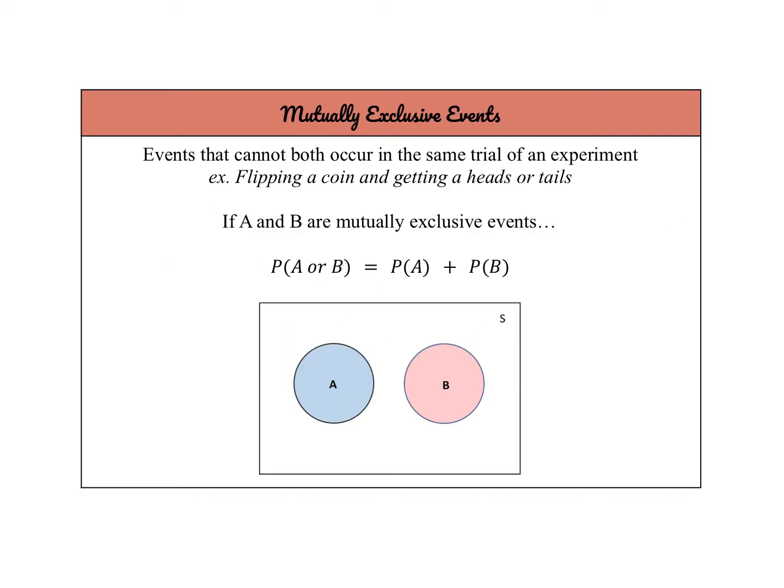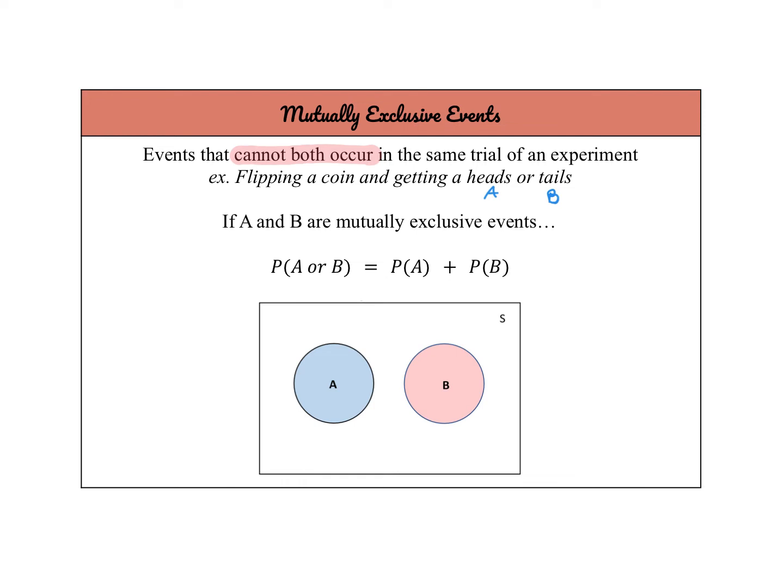All right, let's start by talking about mutually exclusive events, which are events that cannot both occur in the same trial of an experiment. For example, if your experiment is flipping a coin and the two events are getting a head or getting a tail, let's call this event A and this event B, we would say that events A and B are mutually exclusive because there's no possible way to get both a heads and a tails. So if you made a Venn diagram of all of your possible outcomes, it would either be heads or tails. You would never see any overlap of the two.